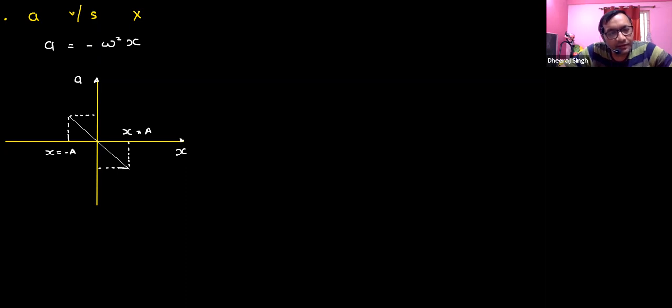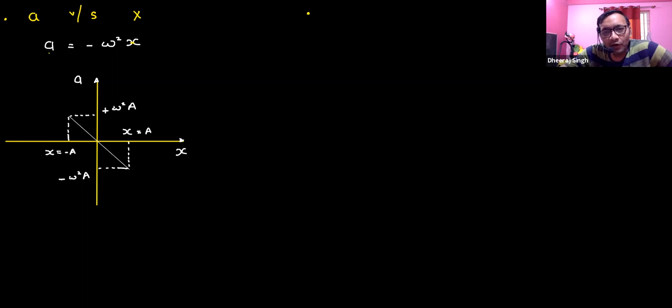This is omega square a, this is minus omega square a. This is what the graph is. Okay, a straightforward equation of a line it is, y is equal to minus mx. You have done it, I think, equation of a straight line.